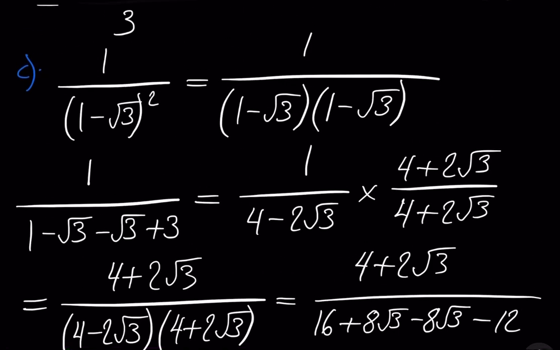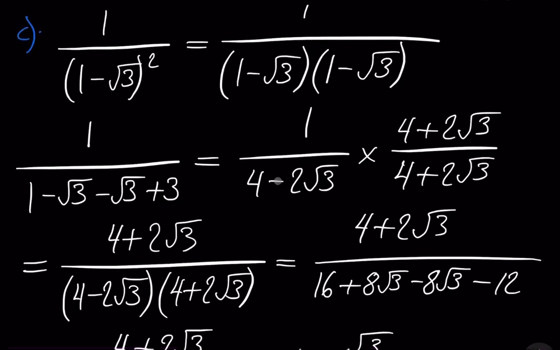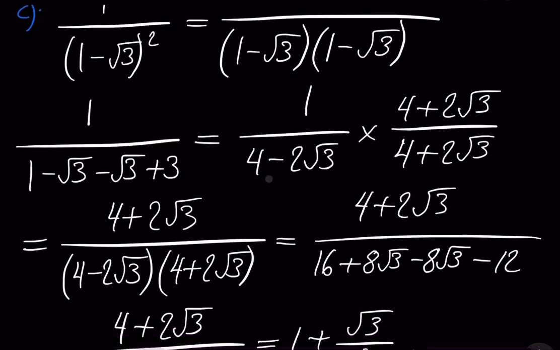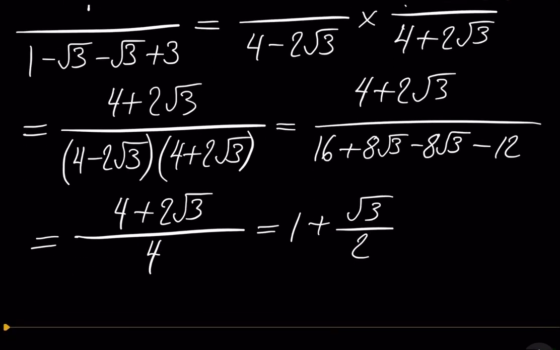We expanded the brackets here in the denominator, we simplified the resulting answer from the expansion, and then we rationalized the denominator by multiplying the numerator and the denominator by the conjugate of 4 minus 2 root 3, and we simplified all the resulting answers we got, and this was the final answer as a result.